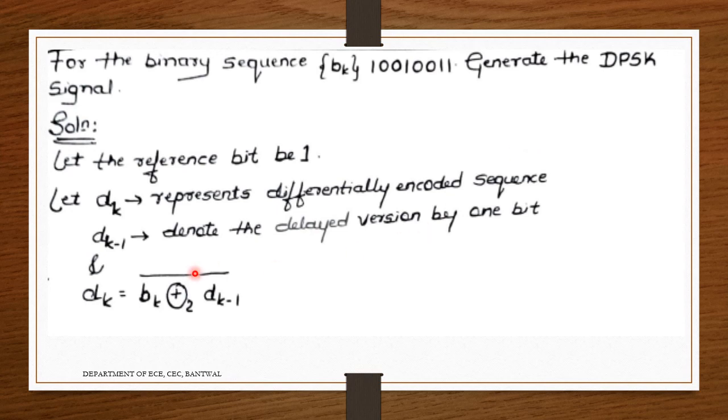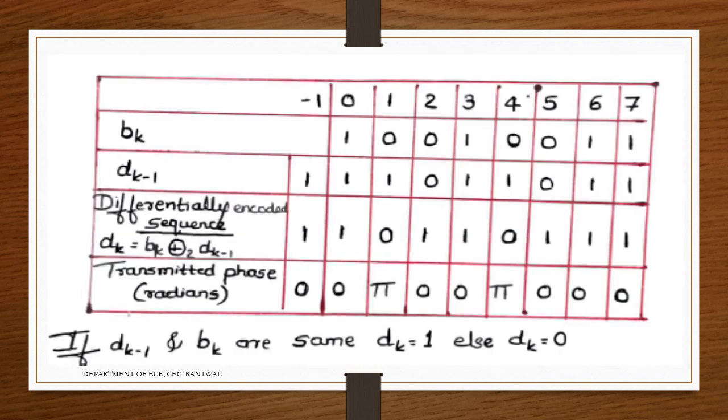So please go through the theoretical part before solving this problem. What will happen? The output is equal to the input sequence BK XNOR DK minus 1. That's the one bit we delayed from DK, and it is getting fed back. That is the reason we are taking a reference bit 1. So I am taking a reference bit here.